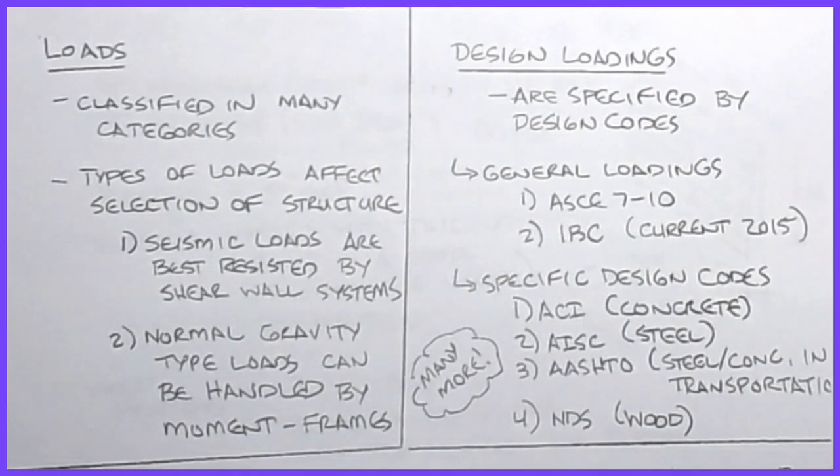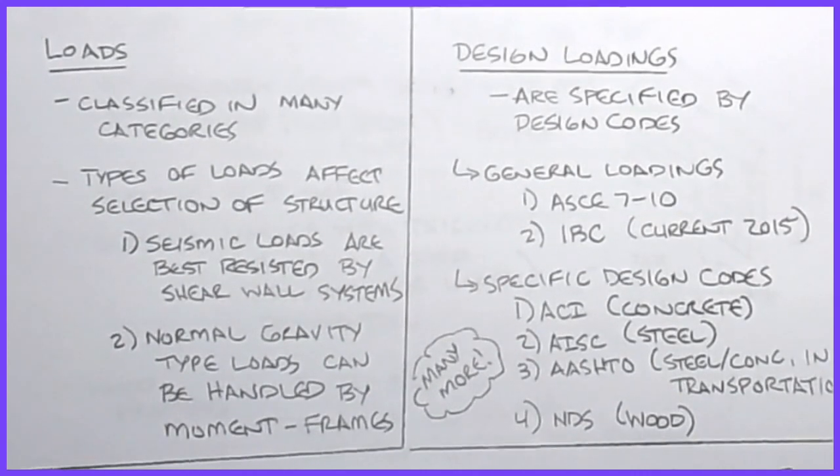In structural engineering, as you're computing loads, there's some terminology that we need to get squared away before we can go much further. Loads are classified in many categories. The types of loads often affect your selection of a particular structure. An example of this would be, especially in the world of earthquake engineering, seismic loads are often best resisted by some combination of shear wall systems or very short, stiff structures that are related to the mass and the stiffness.